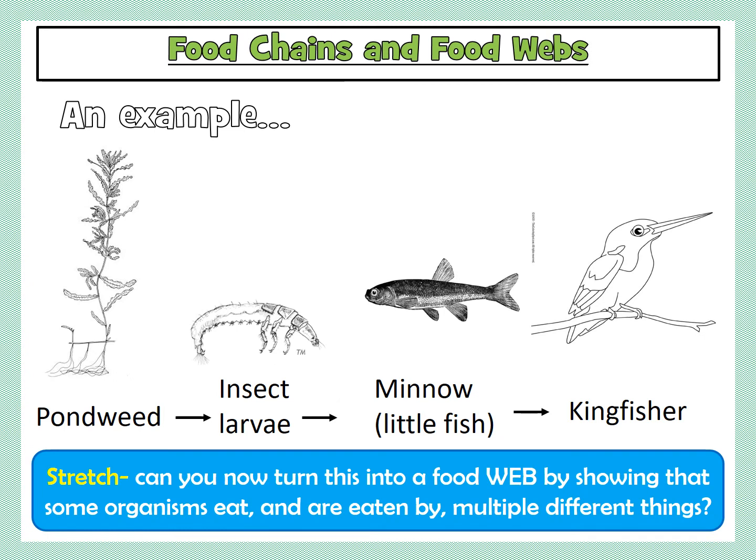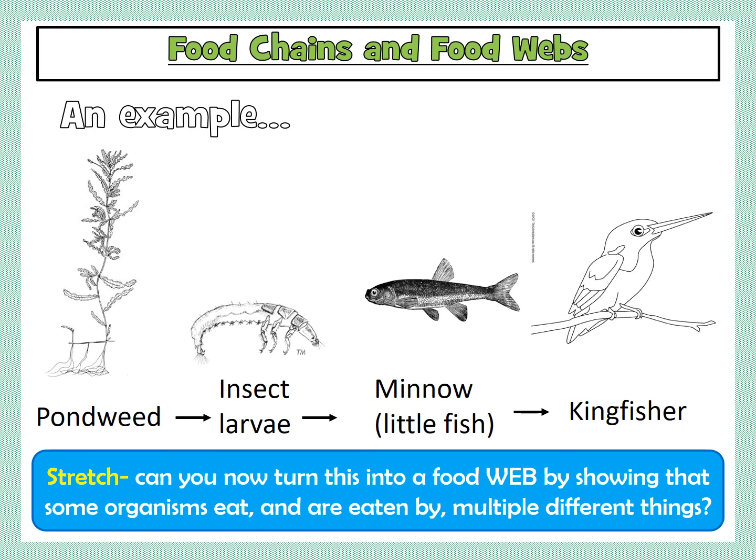Okay, so here is an example that you might well have come up with of a simple food chain. So a food chain being just one thing is eaten by the next thing by the next thing. So a pondweed is your producer, it makes its own energy, but that energy is then transferred to the insect larva. So the insect's going to eat the pondweed to get its own energy. Insect larvae is going to then be eaten by the minnow, the small fish, and that in turn is probably going to be prey for the kingfisher. So nice and simple, pondweed's eaten by insect larvae, that's eaten by the fish, is eaten by the kingfisher.